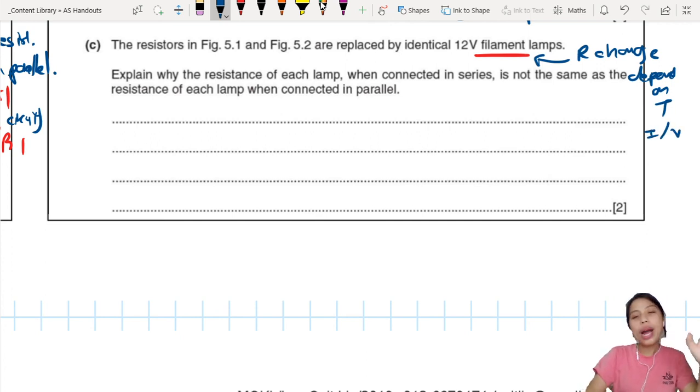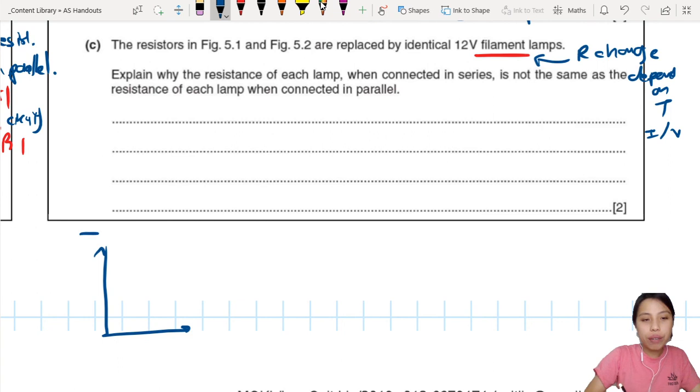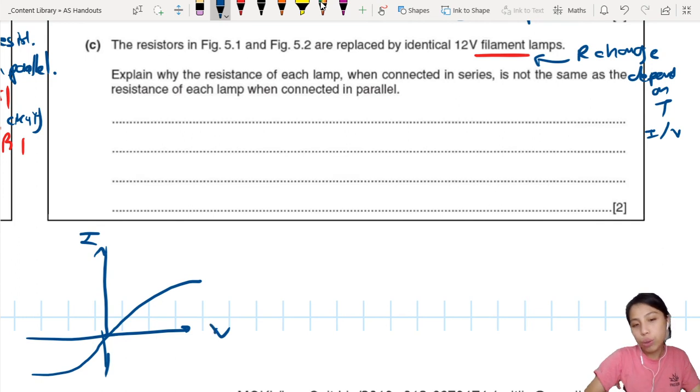So you need to explain why the resistance of each lamp when connected in series is not the same as the resistance of each lamp when in parallel. So you put series, the lamp got another resistance. Parallel, another resistance. Why? Remember, I just said IV curves, things like that, okay? Good revision of IV curves. I have something like this. If you don't know where this thing comes from, go and review chapter 19.